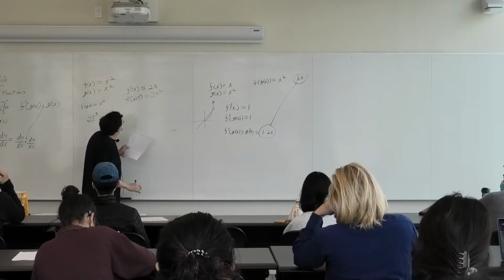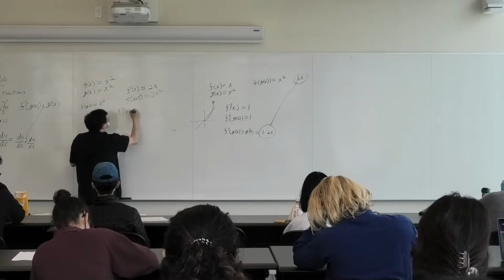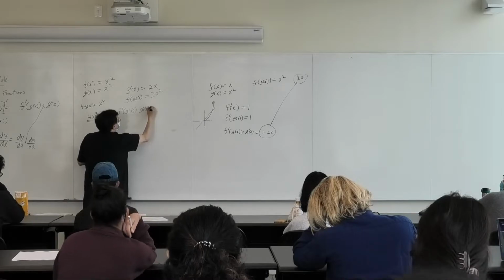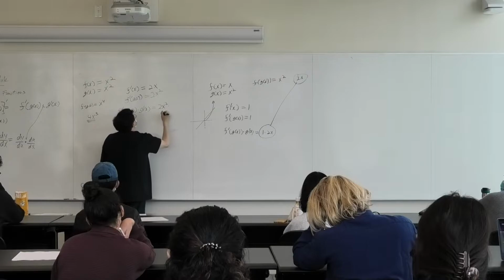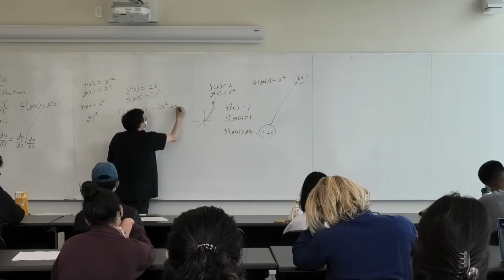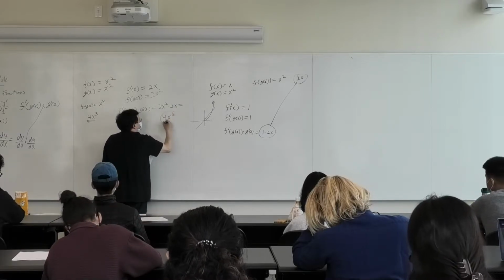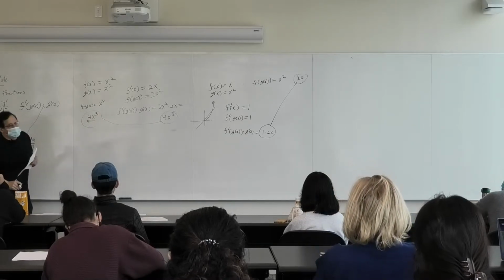Okay, one more. F prime of g of x times g prime of x. Well, this is 2x squared times the derivative of x squared, which is 2x. And what do we get? 4x cubed. Just kind of what we knew the answer had to be.